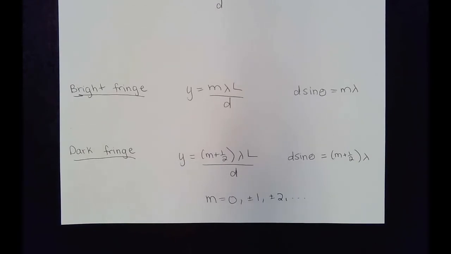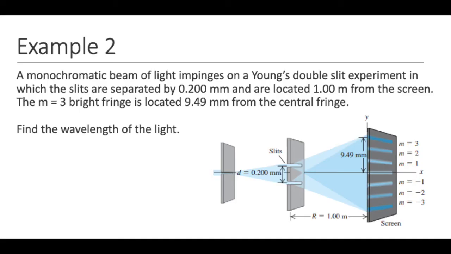Okay, let's do the first example. Example 2: a monochromatic beam of light impinges on Young's double slit experiment in which the slits are separated by 0.2 millimeters and are located 1 meter from the screen. The m equals 3 bright fringe is located 9.49 millimeters from the central fringe. Find the wavelength of the light.